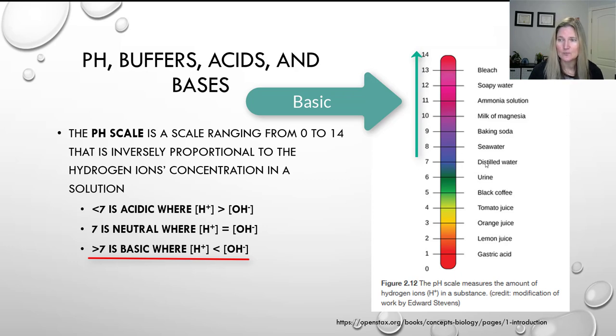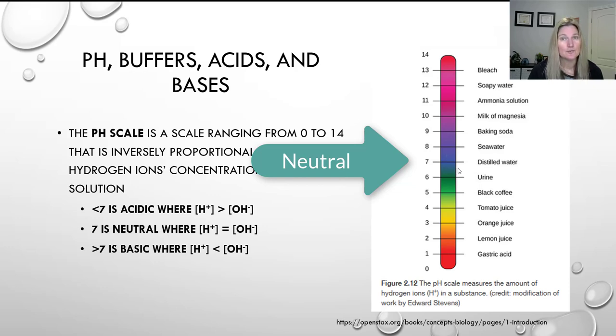And then finally, right in the middle of our pH scale, pH 7, is neutral. And so things that are neutral have equal amounts of hydrogen ions to hydroxyl ions. Okay, so for example, our distilled water has an equal amount of hydrogen to hydroxyl.